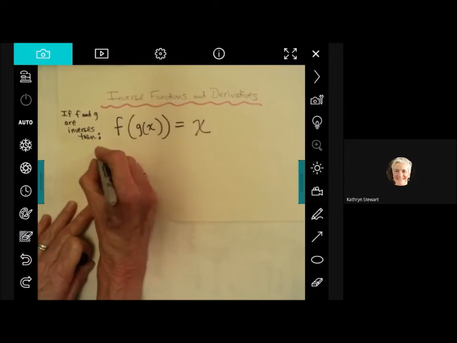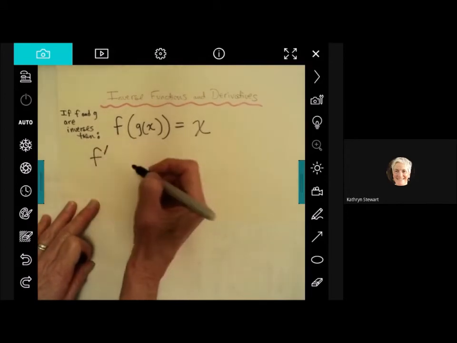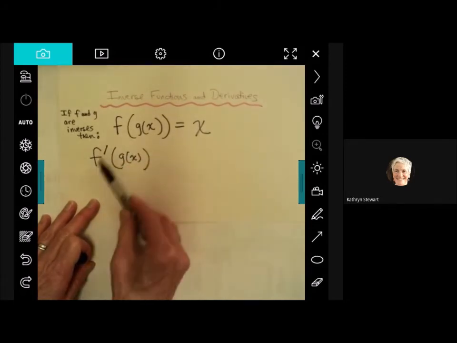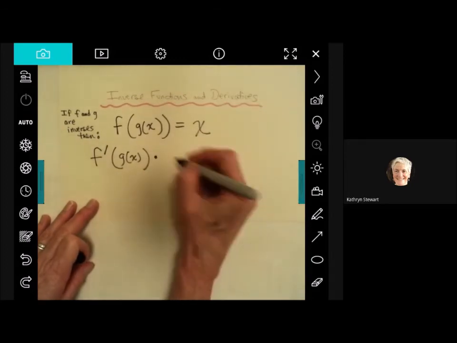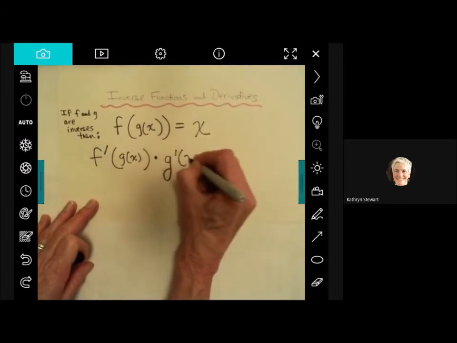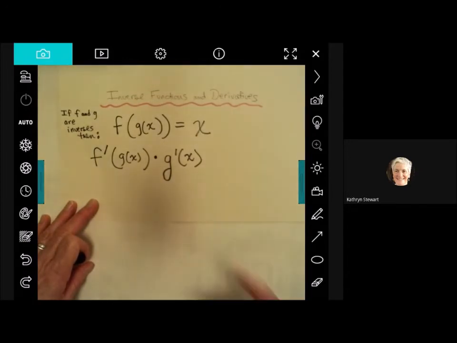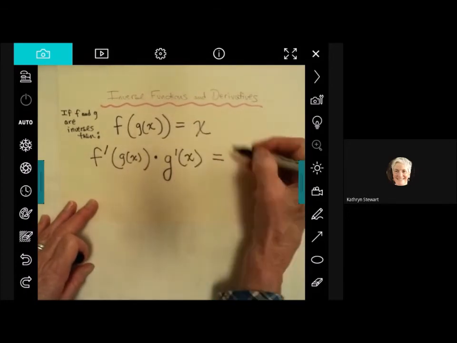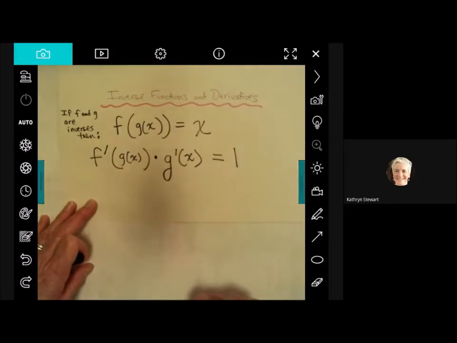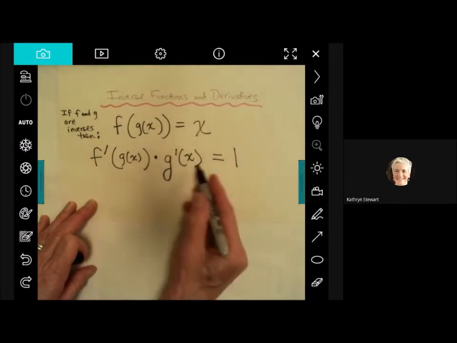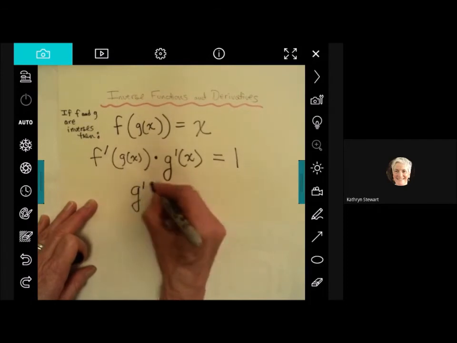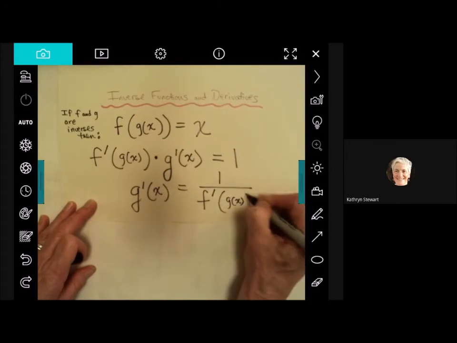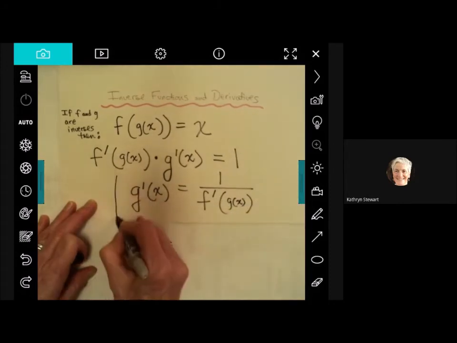So the derivative of the outside, right? There's the derivative of the outside, f prime of g of x, times the derivative of the inside. Oh, that's just the chain rule. Derivative of the outside times the derivative of the inside. Okay, what's the derivative of x? That's 1. Just for fun, I'm going to isolate g prime of x. I'm just going to divide here. And lo and behold, I have something interesting.